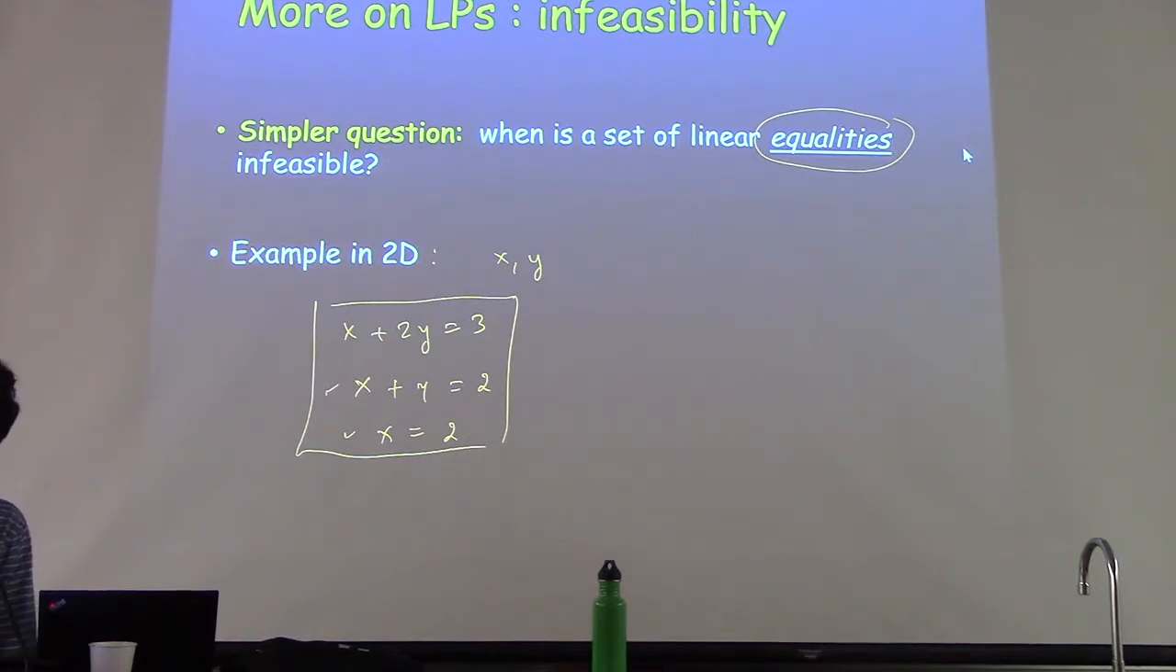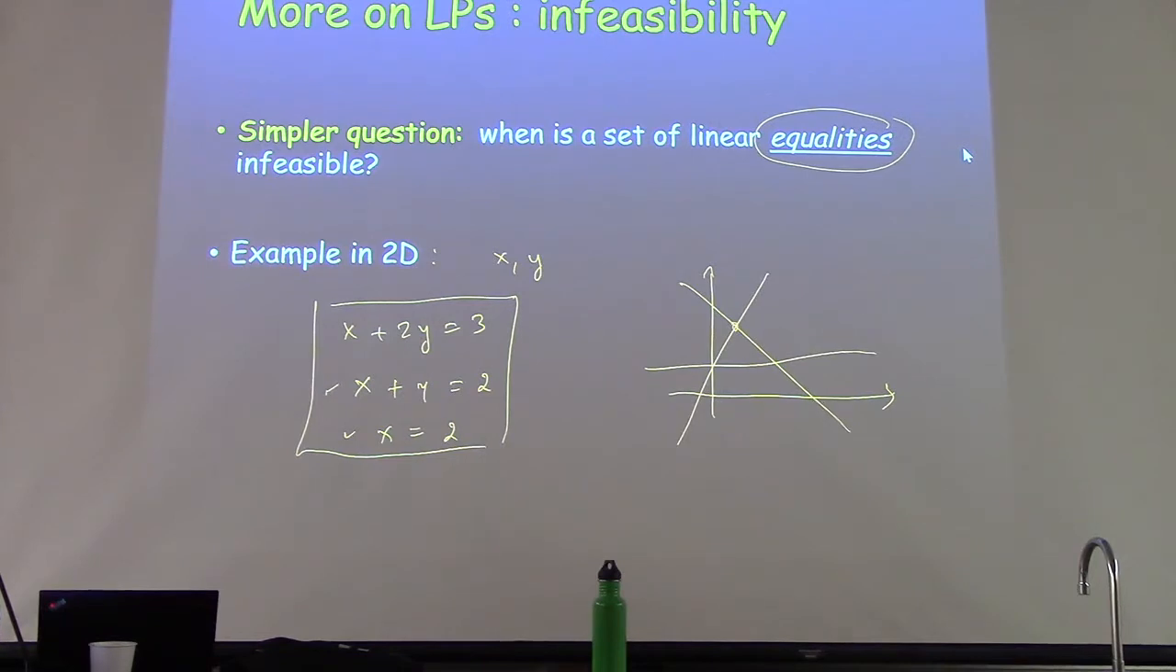You can also draw these kinds of things in 2D. You could say that x plus 2y equals 3. I don't know how exactly they will look, but they will basically be three lines where two of them intersect at different points. It's probably wrong, but this is roughly how it looks. This is a very simple example in 2D, so you can often just plug in and verify. What we want to come up with is a general theory of how you can prove that a set of linear equalities is not feasible.